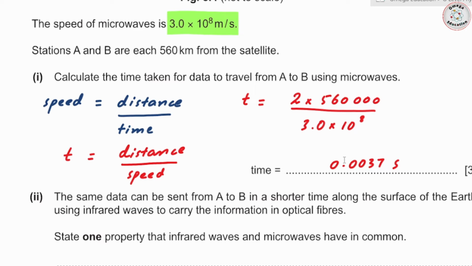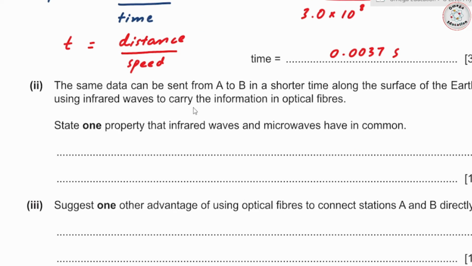The same data can be sent from A to B in a shorter time along the surface of the Earth using infrared waves to carry the information in the optical fiber. Say one property that the infrared and microwaves have in common. Like I said, infrared and microwaves, both of them belong to a family of waves from the electromagnetic spectrum, and hence they have the same speed. Both have the speed that is 3 times 10 to the power 8 meter per second.